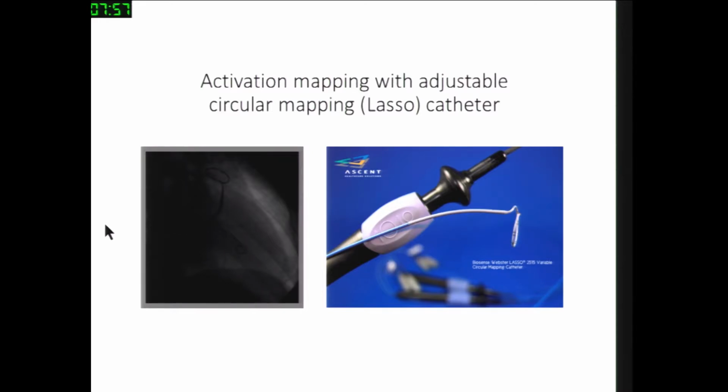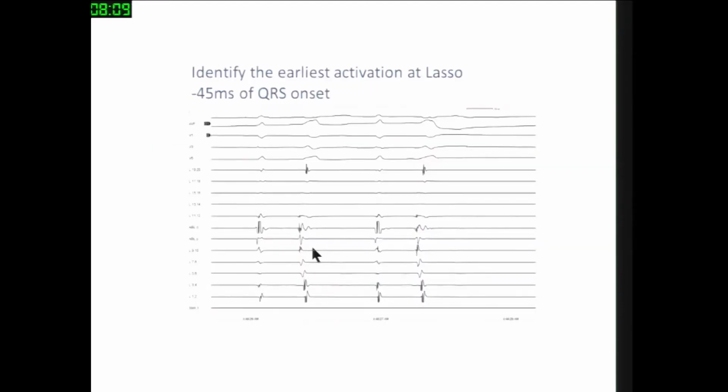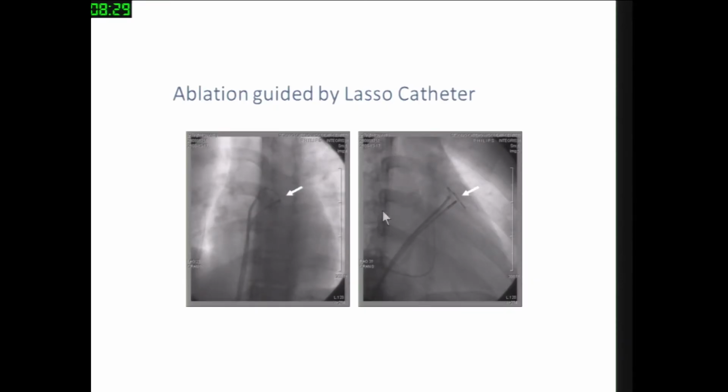I'd like to show another, simpler technique. We use a circular mapping catheter like this in the RVOT area, and we can check 10 electrodes simultaneously during VPC. When we check the QRS onset at this area, we find the earliest activation here. So we target that area, and we can remove the arrhythmia.